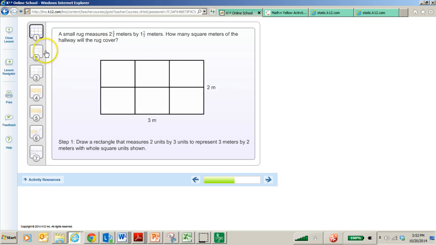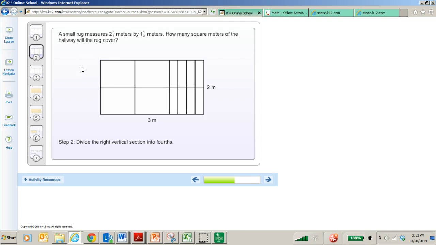So we are going to go through these steps and divide it up just like we did with the other models when we multiplied fractions by fractions. So here we have 2 wholes and then we have 3/4. So 1, 2, we had to divide into fourths. So we have 1, 2, 3 that we're actually going to use. So we have 2 wholes and 3/4.